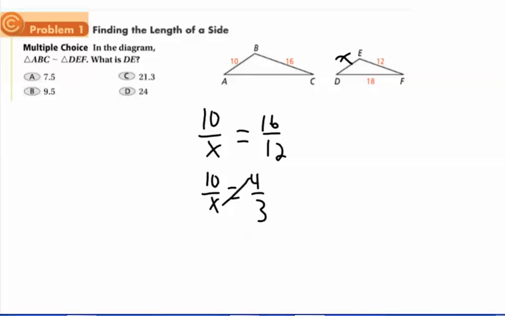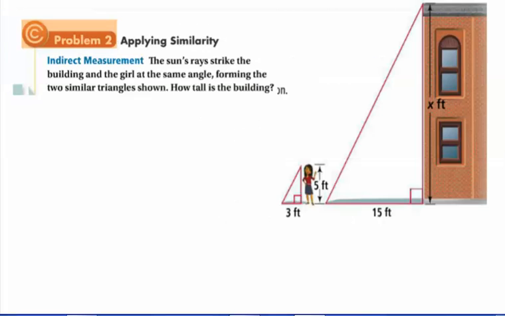And now I'm going to cross multiply. I get 4x equals 30, and I divide both sides by 4. So x is 15 over 2 or 7.5. So that's the one I'm going to go with. So you have a Got It. Why don't you go ahead and pause the video and do the Got It, and I'll see you back here in a minute.